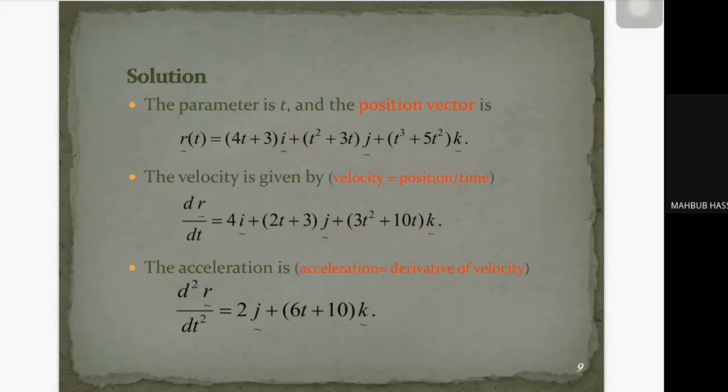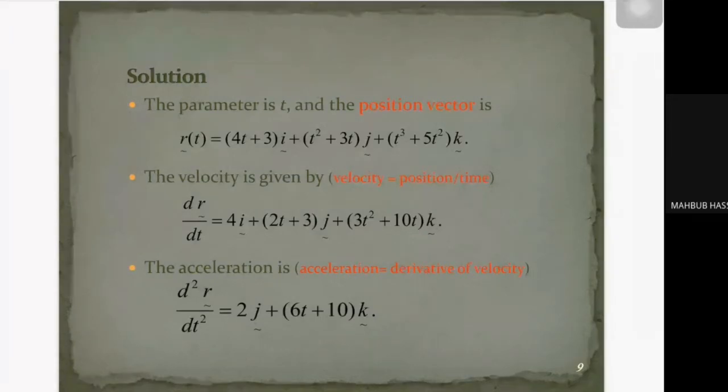And next, you have to find the acceleration. Acceleration means you have to differentiate this with respect to t. So differentiate the first component with respect to t, you will get 0. Differentiate the y component with respect to t, you will get 2j. And the third component 3t squared plus 10t, differentiate with respect to t, you will get 6t plus 10. Okay, so this is the value of your velocity and this is your acceleration.